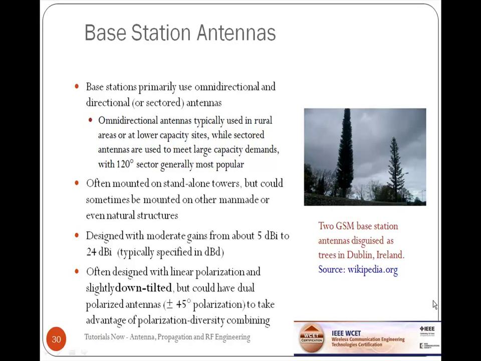Most base station antennas are mounted on standalone towers, but could sometimes be mounted on other man-made or even natural structures. In this example, two GSM base station antennas are disguised as trees in Dublin, Ireland. Base station antennas are usually designed with moderate gains of anywhere from about 5 dBi to 24 dBi and typically specified in dBd. They are often designed with linear polarization and slightly down-tilted, but could have dual polarized antennas with plus or minus 45 degree polarization to take advantage of the polarization diversity combining scheme.